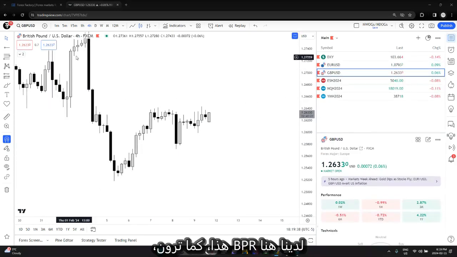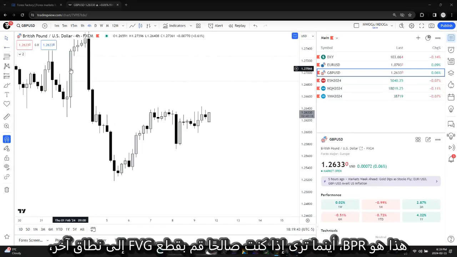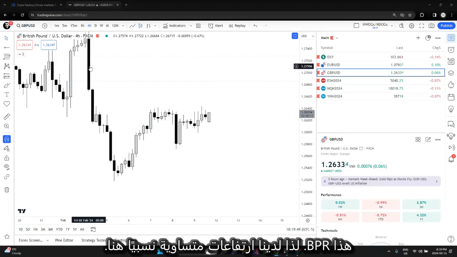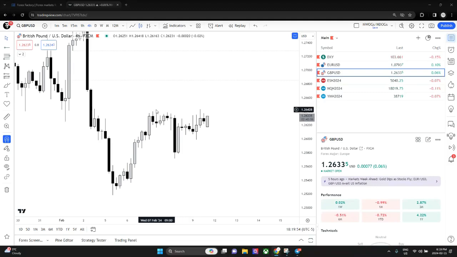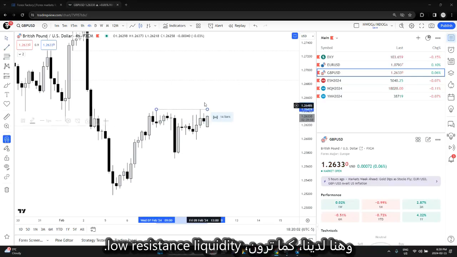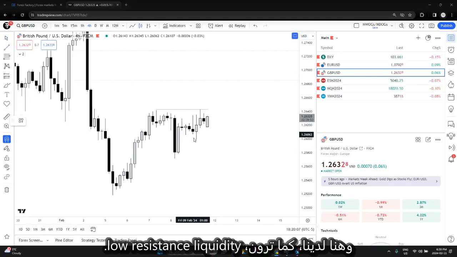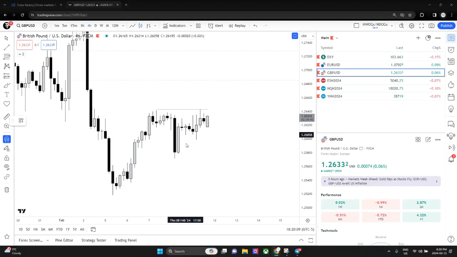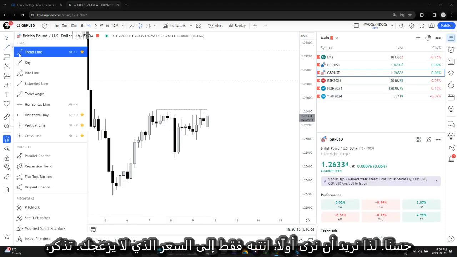On GU, we have this balanced price range here, as you can see. This is a balanced price range. Wherever you see a fair value gap cut through another one, that's a balanced price range. So we have relatively equal highs right here. And right here, you can see that we have low resistance liquidity, right?